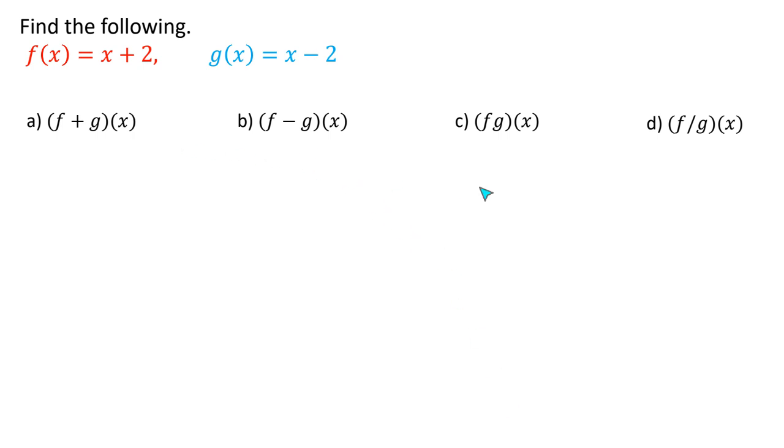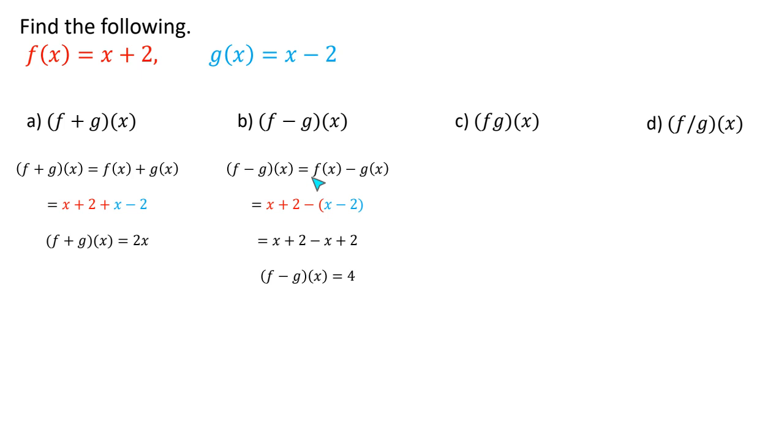So here now we're adding and subtracting. Okay, so the first one, f plus g of x, remember you can rewrite it as f of x plus g of x. F of x is x plus 2, that's given to us up here, and g of x is x minus 2. So if we combine our like terms, x plus x is 2x. 2 plus negative 2 is 0, so my answer is 2x.